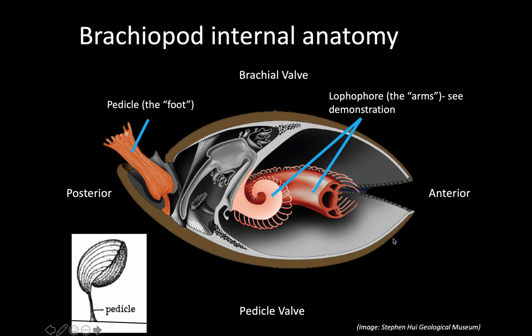At this point, please pick up your fossil kit. All right, open it up. Pull out your brachiopods. They are going to be located on the left-hand side, closer to the back, if I remember correctly.